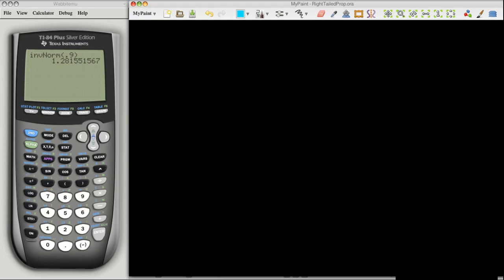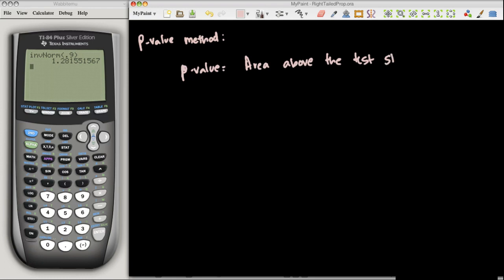And the last, or the alternative way to find a conclusion, is using the p-value method. If we happen to use the p-value method, we have to find the p-value. So the p-value for this test is the area above the test statistic, because this is a right-tailed test. For a right-tailed test, the p-value is the area above the test statistic.